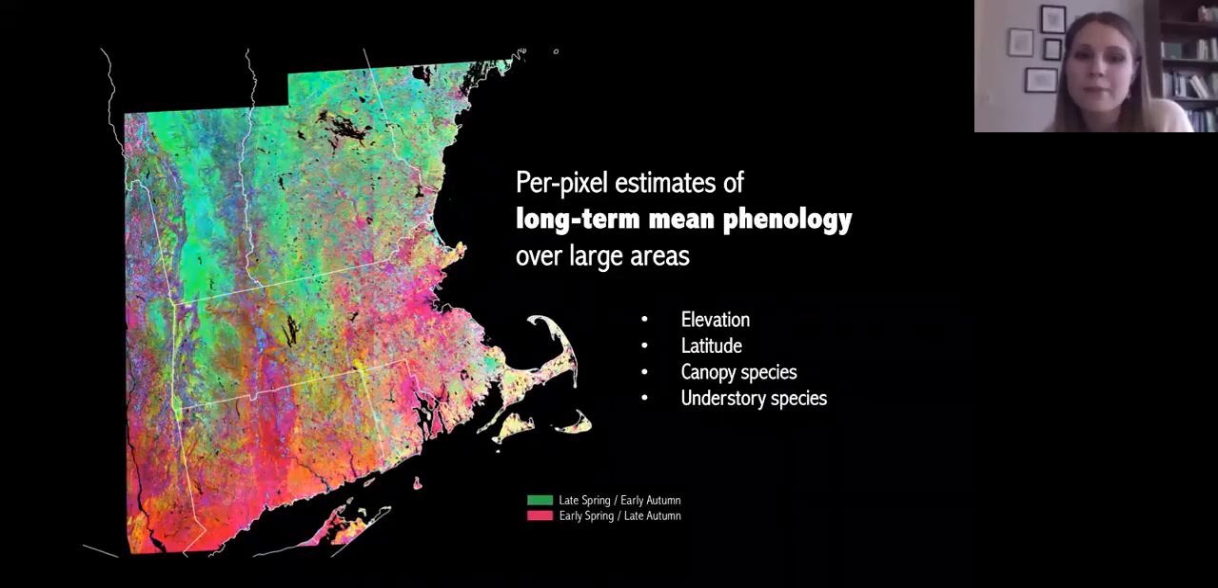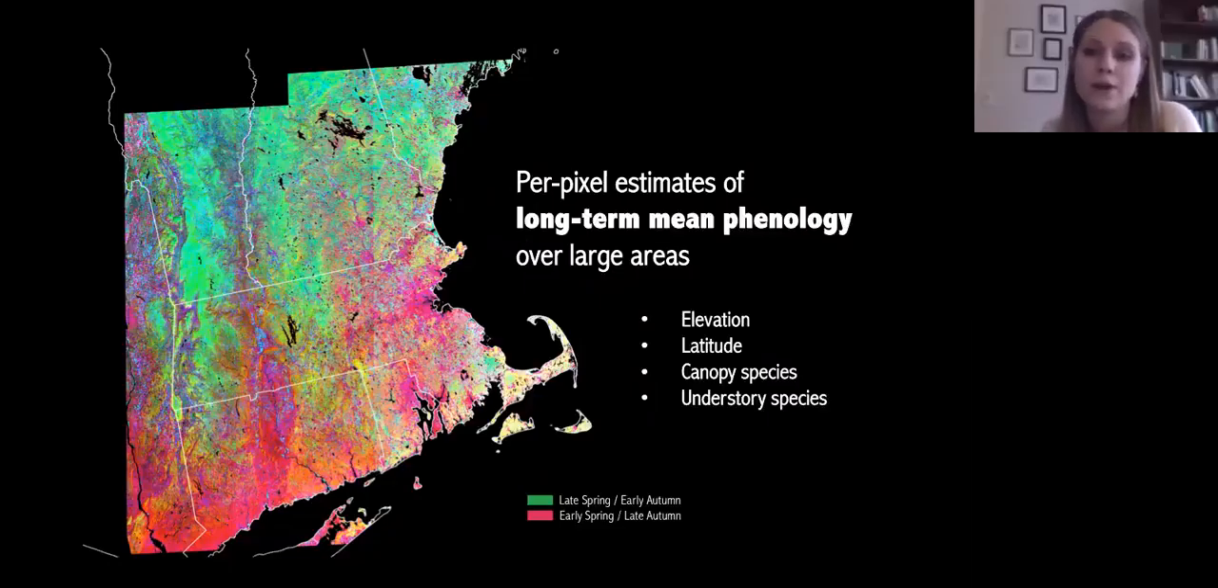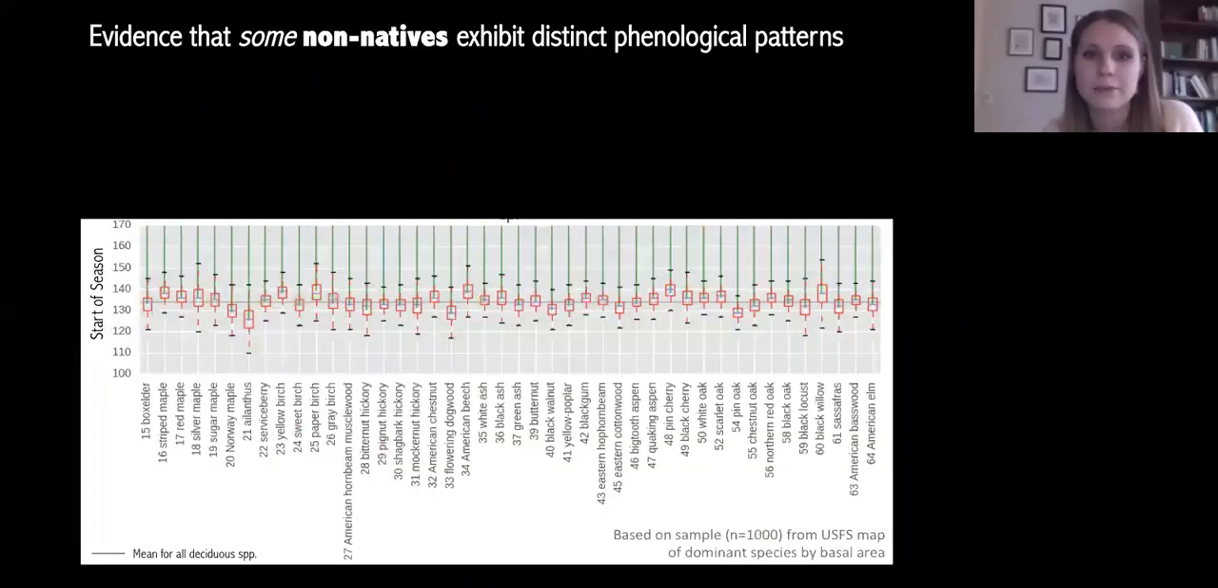In this map, the areas that are showing up as green are places that have a relatively late spring and early autumn versus those places in pink that are more of an early spring, late autumn. And you can see that there's clear variability associated with land cover, as well as elevation, latitude, and in those forested areas, the canopy species and understory species. And that's really what we're most interested in quantifying with a lot of our analysis, is what's going on with invasives in these forested portions of the landscape.